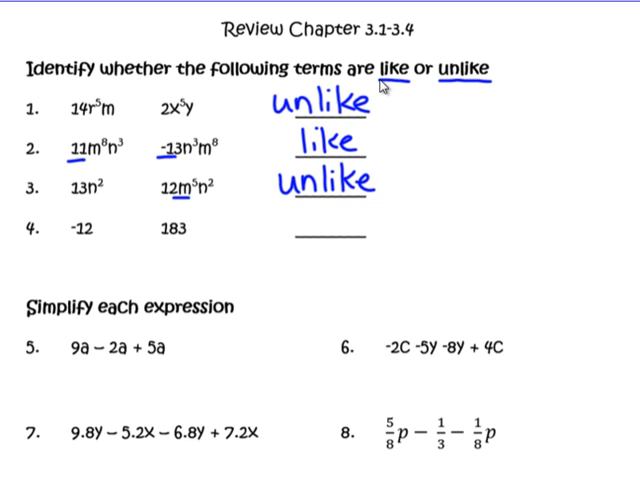Number 4, a number, negative 12, and 183, also a number. Those are like. I could combine those and get 175. They are like. Number constants are like.